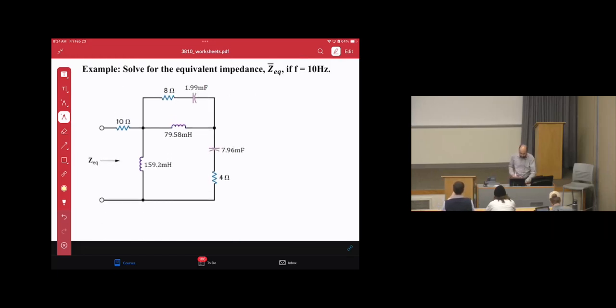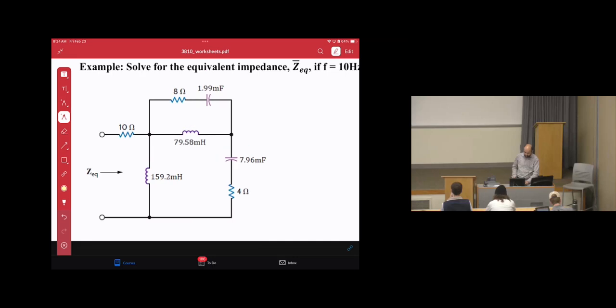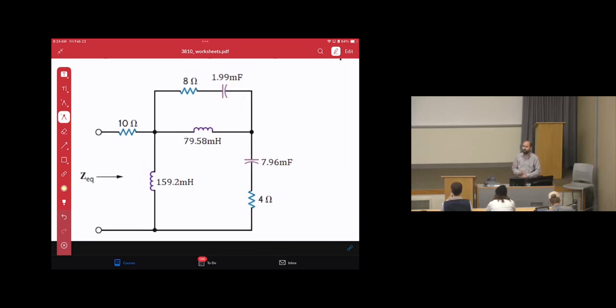Here is an example. We need to find the equivalent impedance. By looking at this circuit, the first step is to convert everything to ohms. Is everything in ohms here? Not really, no. We have two inductors and two capacitors. So the first step: the capacitor will be 1 over j omega C. This is 1 over j omega C. This is j omega L. This is j omega L.